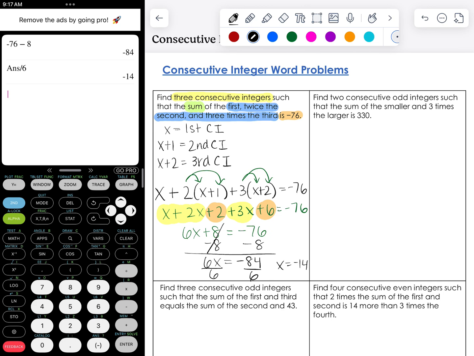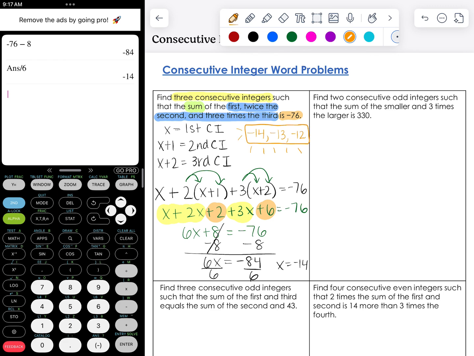So now we need to find those 3 consecutive integers. Well, the first one is negative 14. Think about we're in negative land. So if I add 1 to negative 14, that brings me to negative 13. And if I add it again, that gives me a negative 12. So those are my 3 integers.